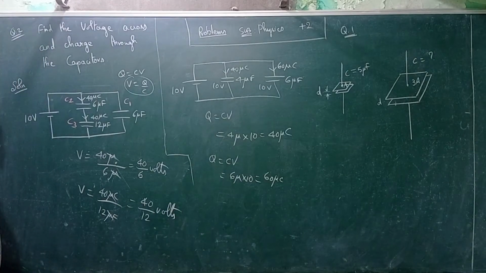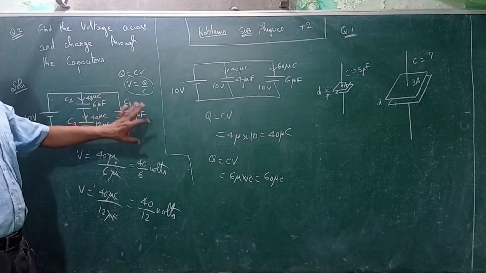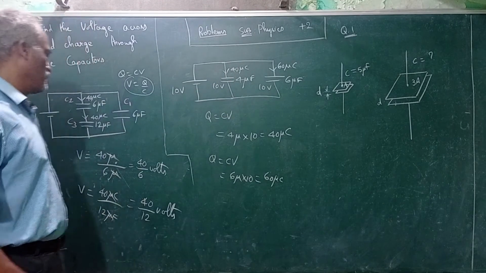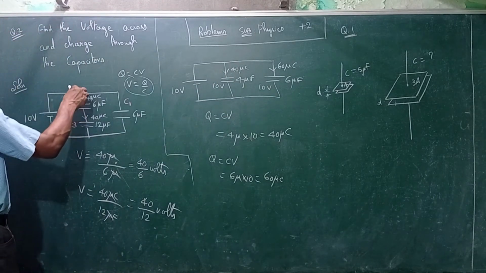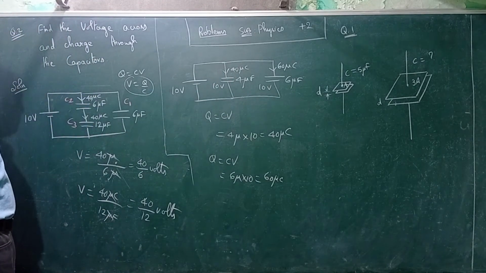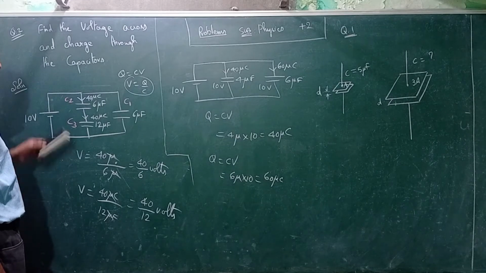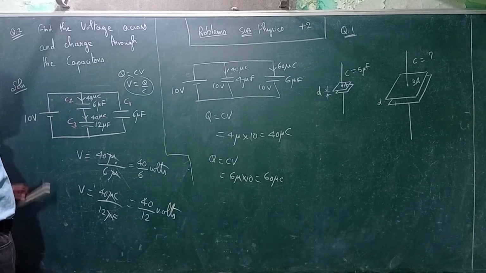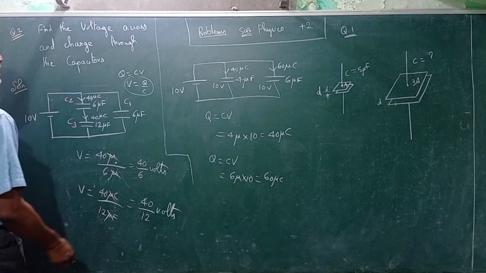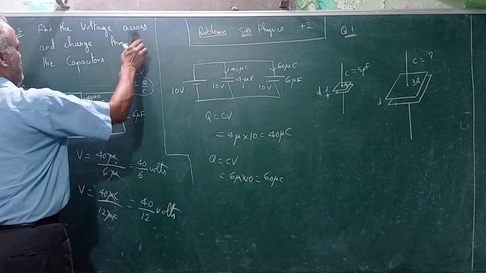For C1 we know the voltage already, it is 10 volts. Now from here to here if you measure, it has to be 10 volts. So if you add these two voltages, you should get 10 volts. Let me check.